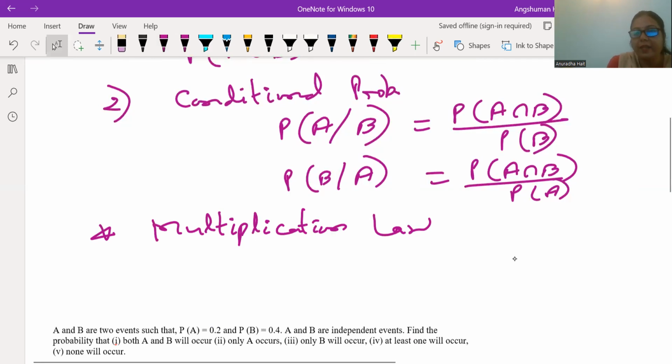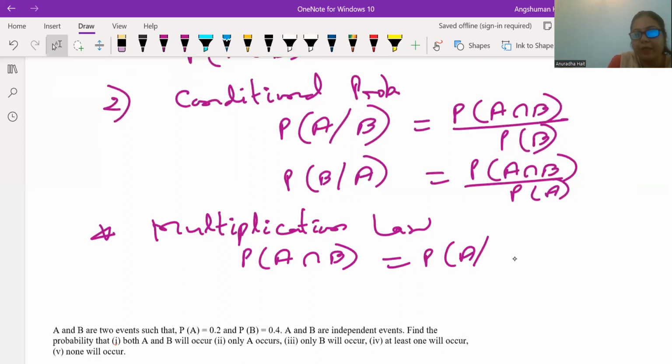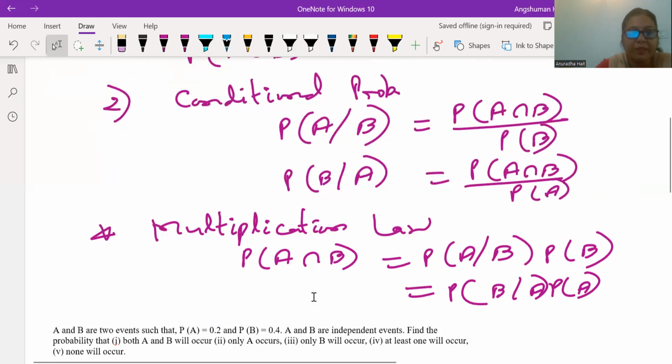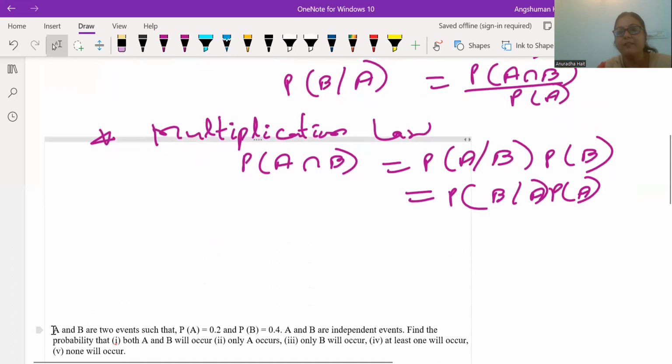Now, if I write the conditional probability formula in this way, probability of A intersection B is equal to probability of A given B multiplied by probability of B, or we can write it as probability of B given A into probability of A. This is nothing but the formula of multiplication law. And what is the concept of the multiplication law? The concept is that there are two events A and B in the sample space, and we want the probability of the occurrence of A and B both, right? That is called multiplication law of probability.